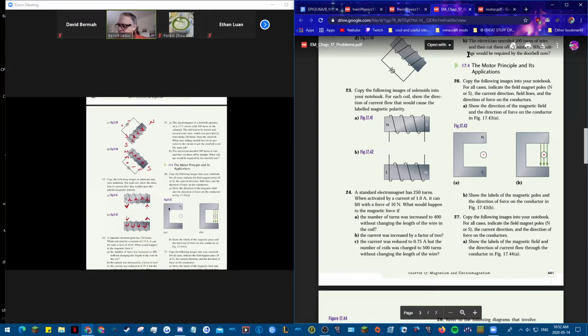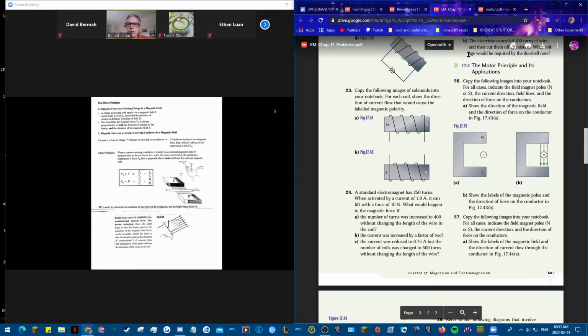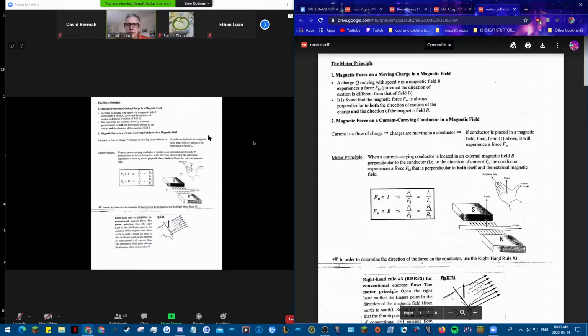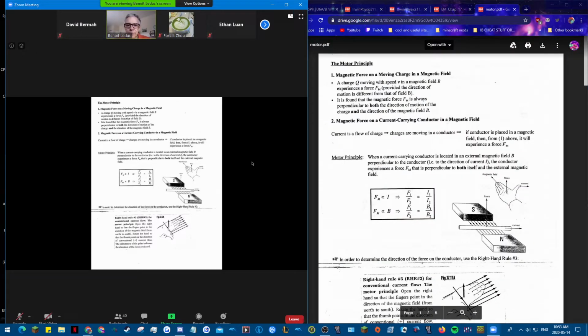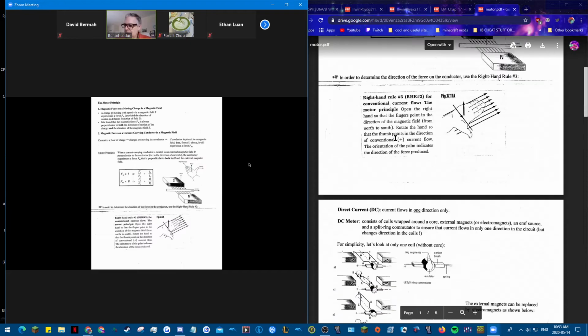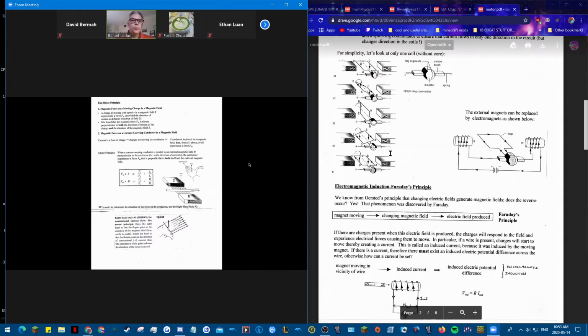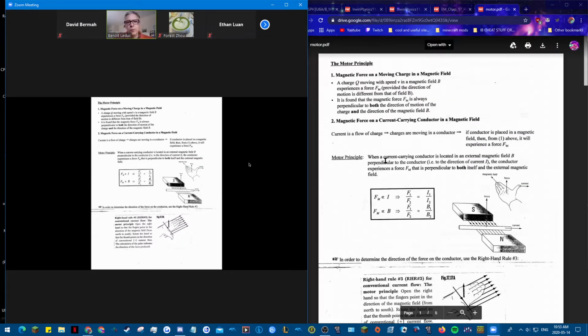Okay, all right. So I don't know how I'm going to teach this. I wish we were at school, because I have a very big motor. Today we're going to learn how an electric motor works. Okay, so let's start with this here.